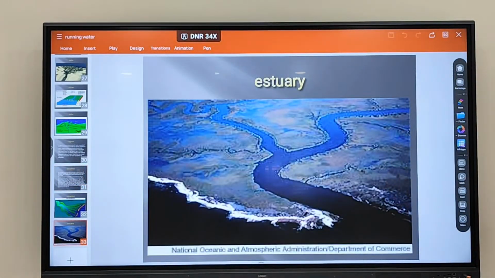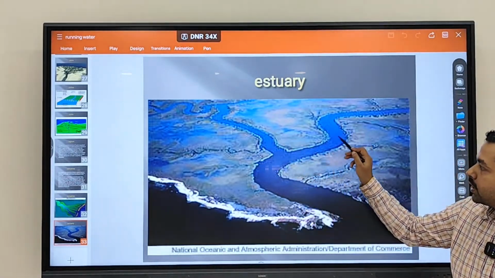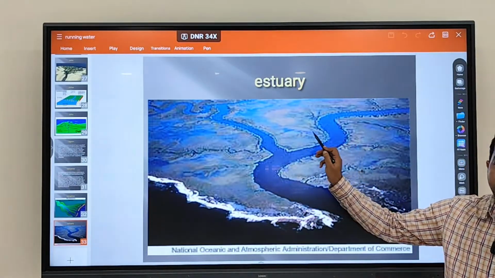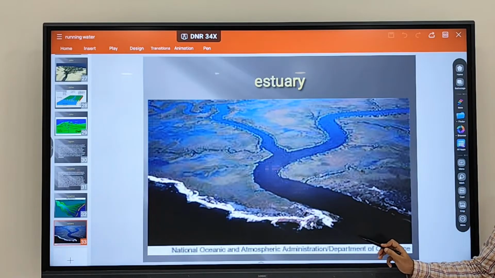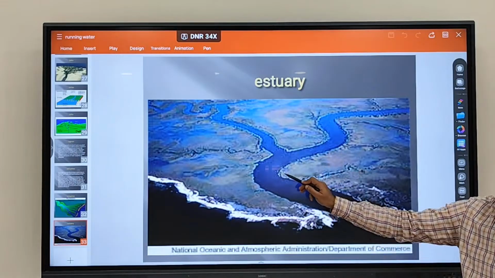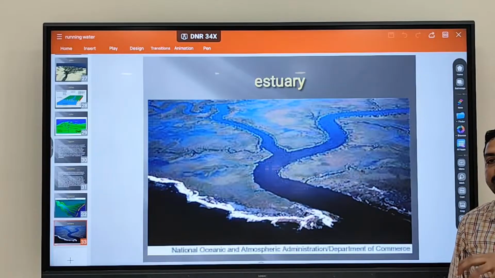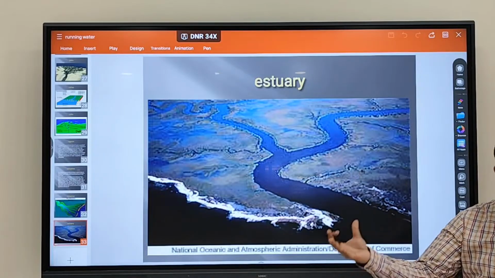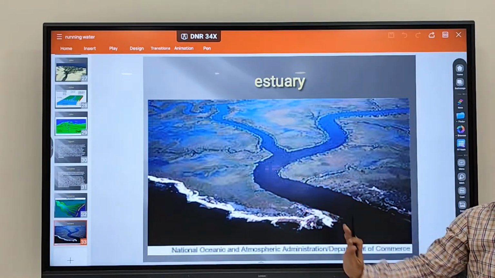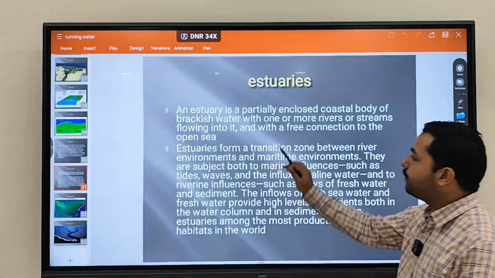So when you see this figure, we are seeing that it is a partially enclosed body of water. Two streams are coming and joining this particular region. Now, the rivers will carry which type of water? Fresh water. Oceans will have which type of water? Salt water. So wherever fresh and salt water mix, you will see brackish water. It will have certain characteristics of fresh water and certain characteristics of salt water. That's why this region is called a brackish water region. So that is the definition of estuaries.